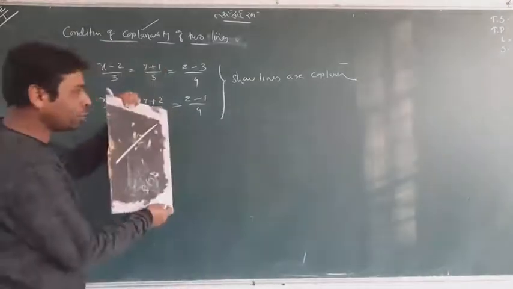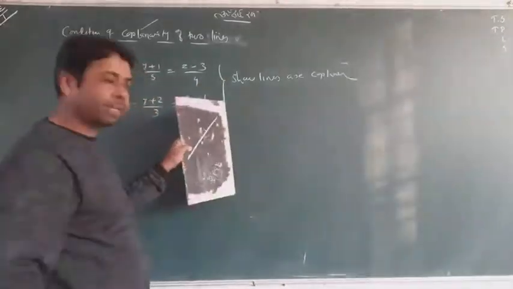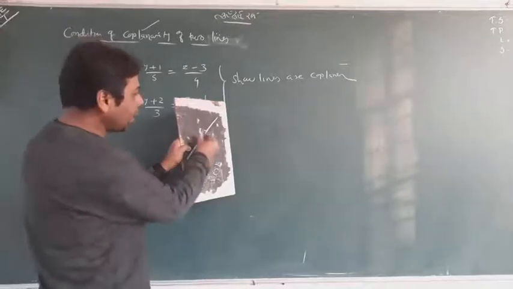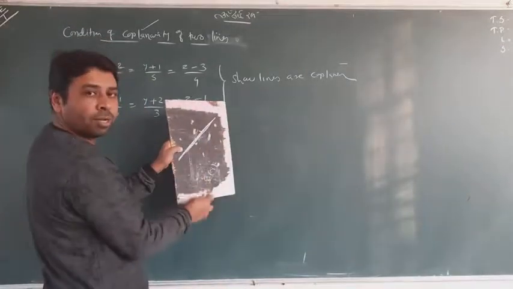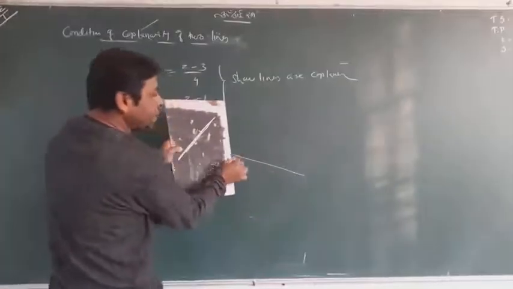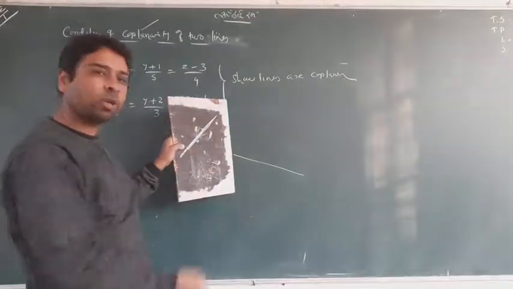I showed you now: this is the first plane, this is the second plane. Suppose the planes are like that. The first line is passing on the first plane, and the second line is passing on the second plane. It means they are not in the same plane.